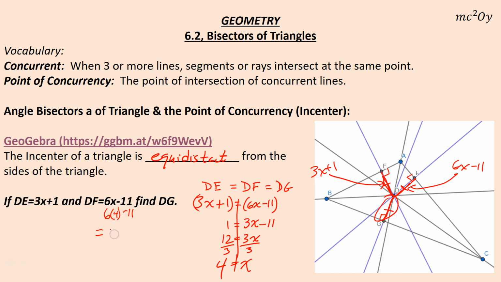Okay, and you can just double check your work here and see if DE is the same. So 3 times 4, which is 12, plus 1, that's also 13. So DE equals 13. DF equals 13, which means DG must equal 13.